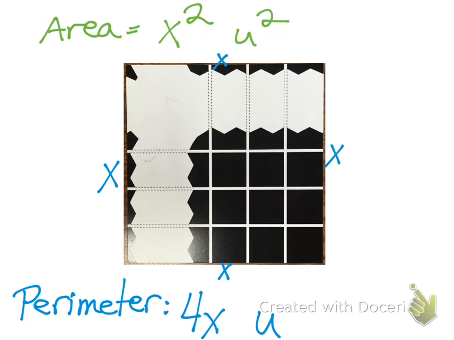Now for the perimeter, what you have to do is label each side length or each dimension. We know that these are all x lengths. They're all the same, but they're all unknown. And you ask yourself, well, how many x's do I have? In this case, I have 4. So that makes our answer 4x units.